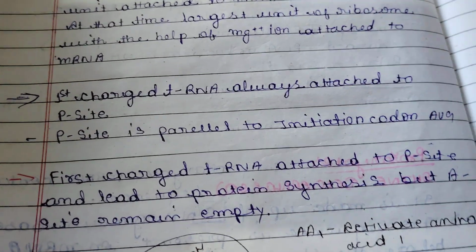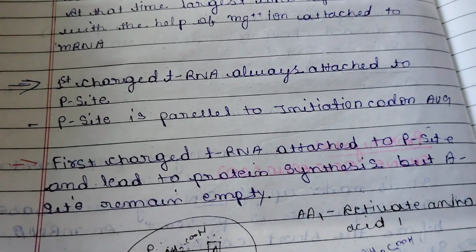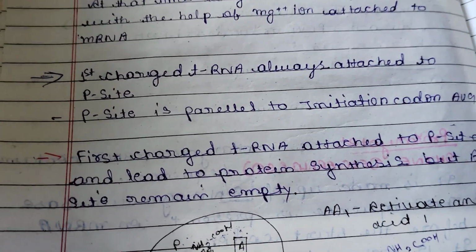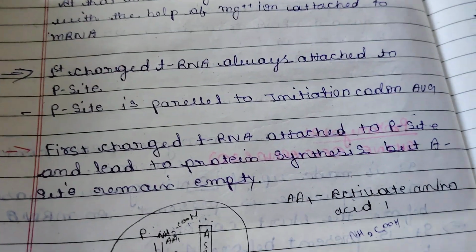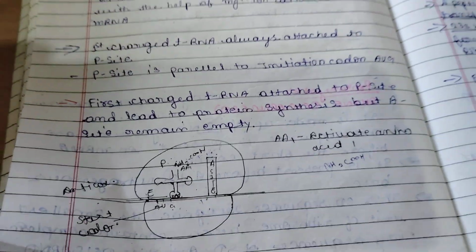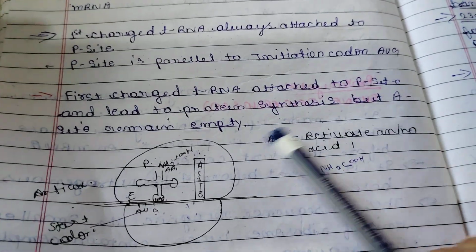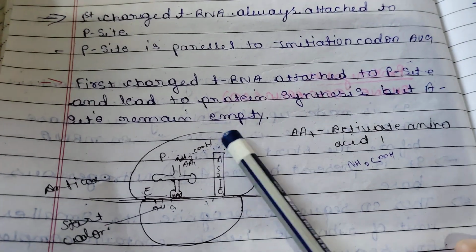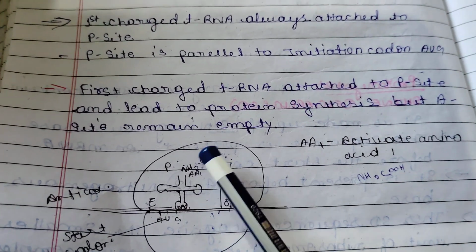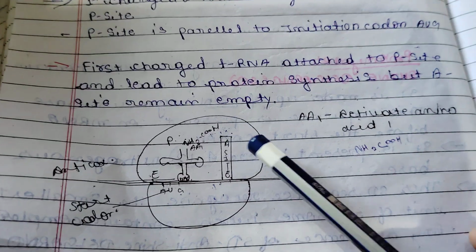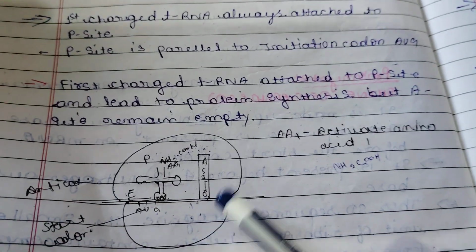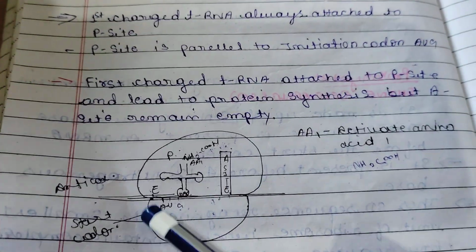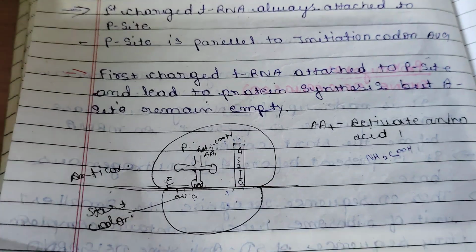So in the process of translation, the first charged tRNA always attaches to the P site. The P site is parallel to the initiation codon AUG. The first charged tRNA attaches to the P site and leads to protein synthesis, but the A site remains empty. So this is the structure.